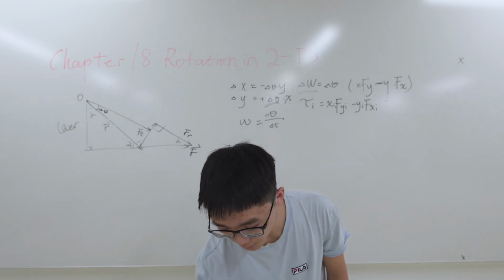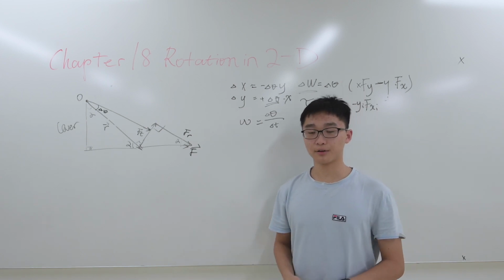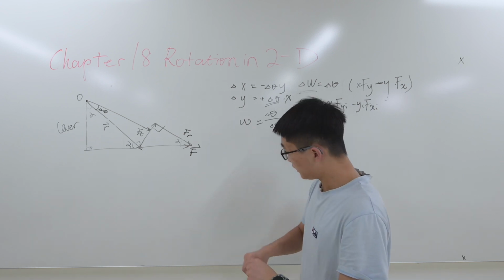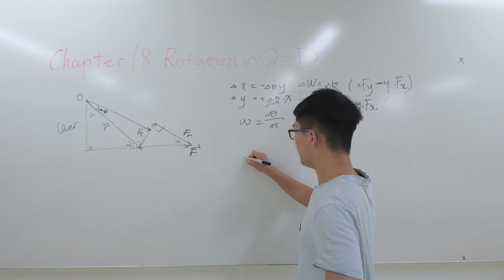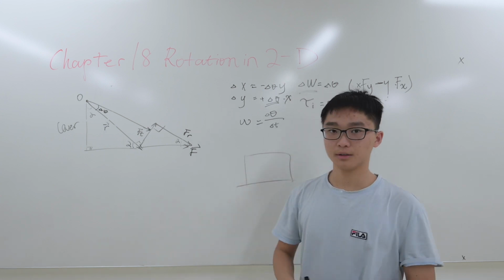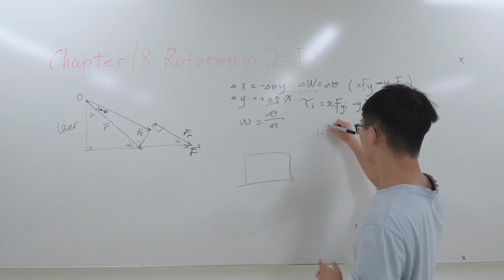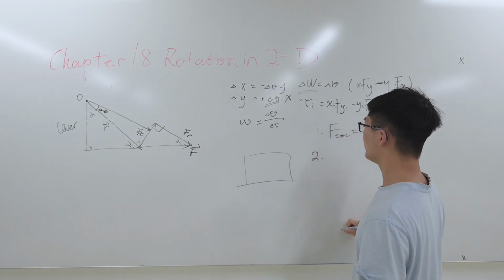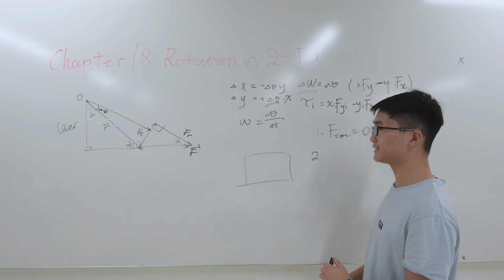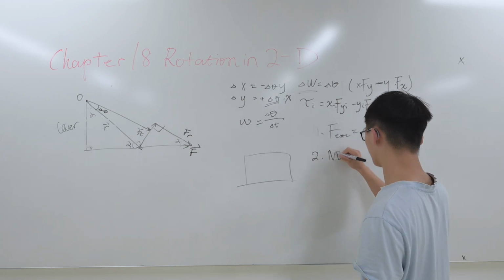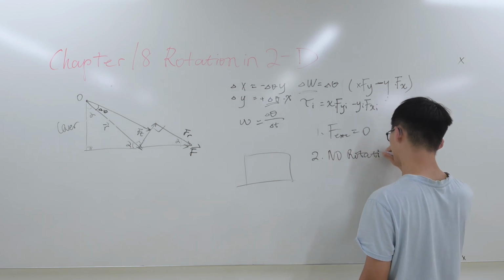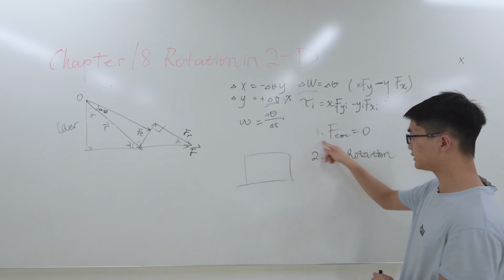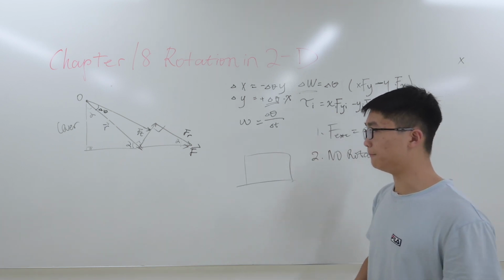The last thing that I will talk about in the second part of our lecture is an object's equilibrium. If an object is at equilibrium, there are actually two criteria. The first criterion is that the total external force will equal 0. And the second is that the torque is equal to 0, which means that there will be no rotation.